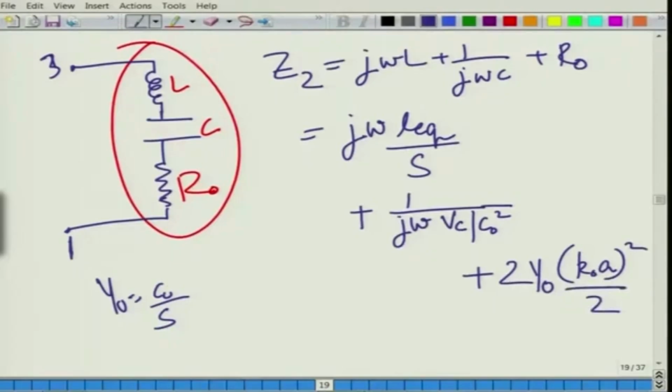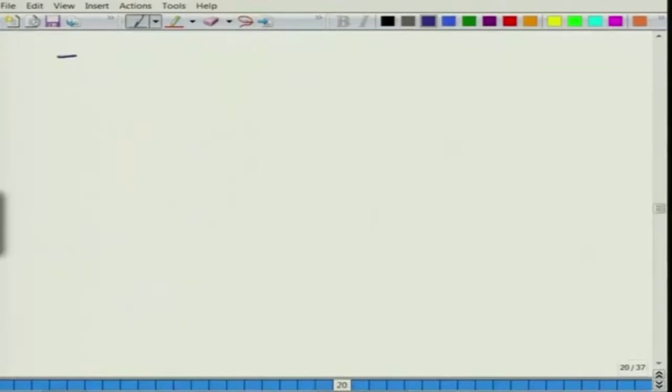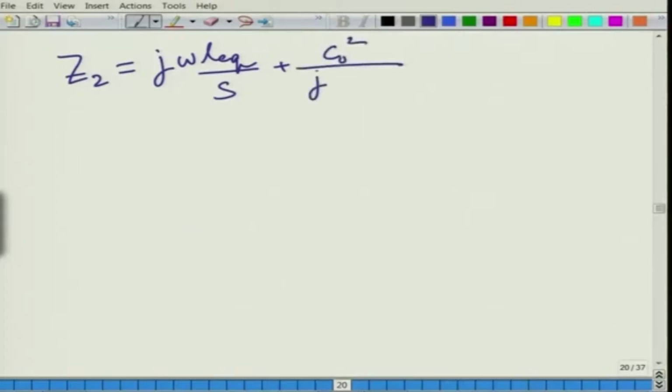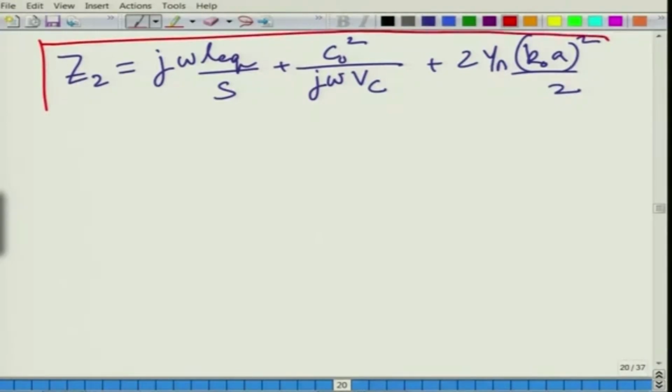Okay. We need to do some simplification, some maths, but before that we will keep this expression aside, or possibly what we could do, we could just copy this in a more clean manner. L equivalent by S plus C naught square by j omega V C plus 2 times y naught times k naught a whole square by 2. So, let me just circle it for you guys.